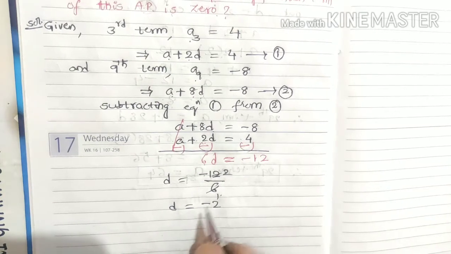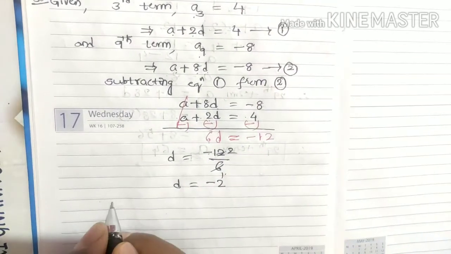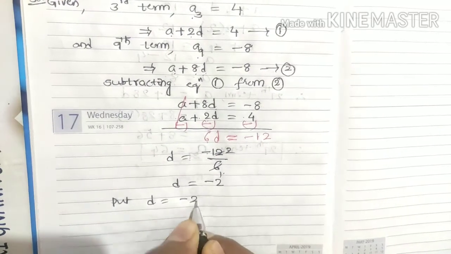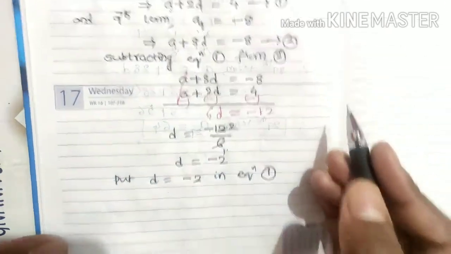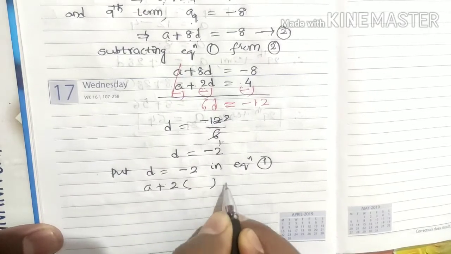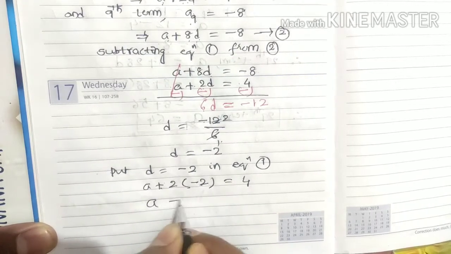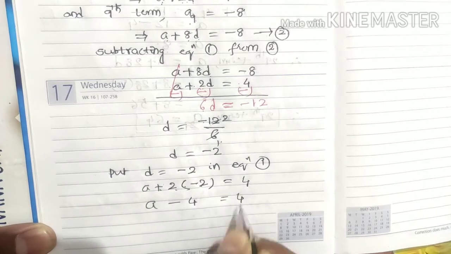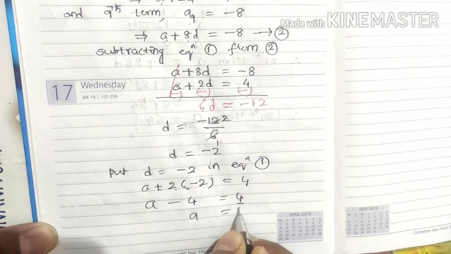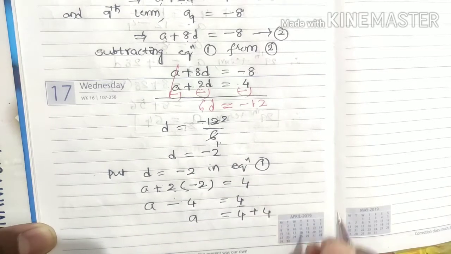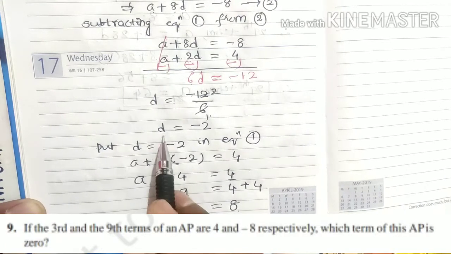Having got the D value, you can substitute either in first equation or in second equation. Let me substitute in first equation. Put D equal to minus 2 in equation 1. What is equation 1? A plus 2 into D equal to 4. D value is minus 2, so instead of D, I wrote minus 2. A will be A, plus into minus is minus, 2 into 2, that is 4, is equal to 4. We need only A value. So minus 4 is to be transposed to right hand side. So A is equal to, already this 4 is there, copy it. Minus 4 if you transpose, it will become plus 4. 4 plus 4, that is 8. Now you got A value is 8 and D value is minus 2.